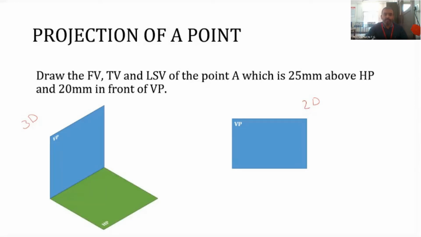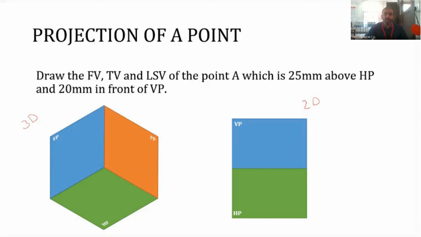Now here it is the HP, and here the HP. When it becomes 2D, the HP becomes below the VP. So this is HP, and now here is the profile plane. In 2D, the profile plane will be lying towards the right of the vertical plane. So this is the profile plane. This is the same arrangement that we have seen in the first angle projection, the same 2-dimensional arrangement of the 3 planes.